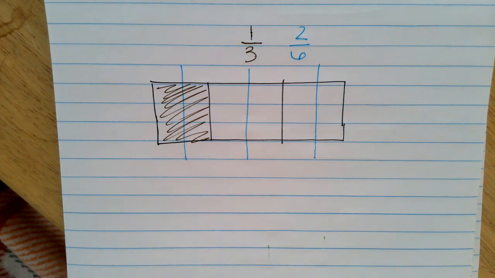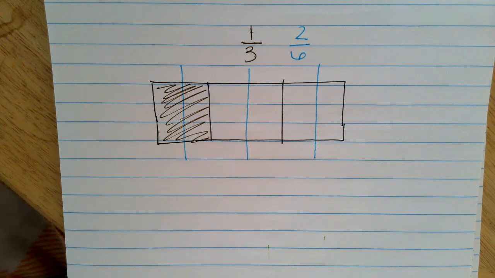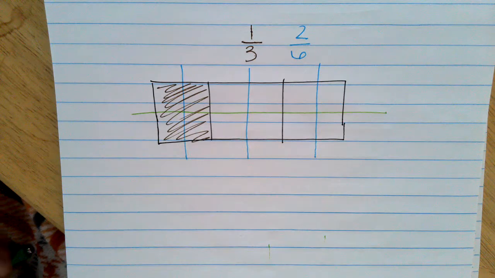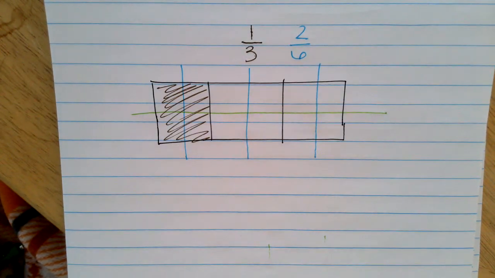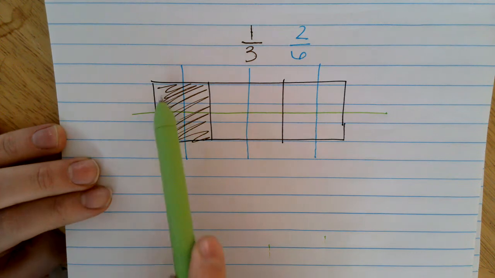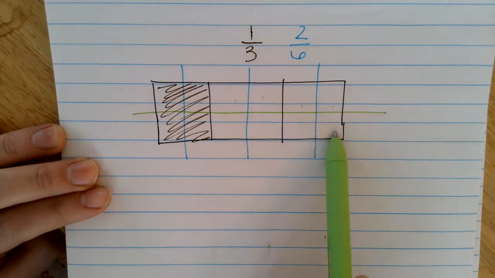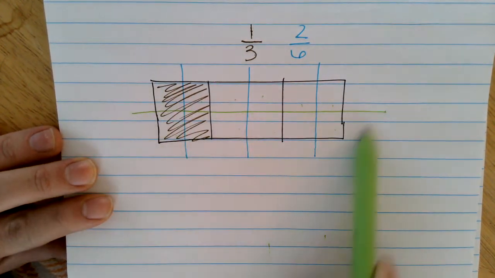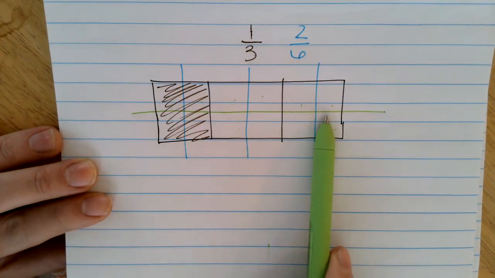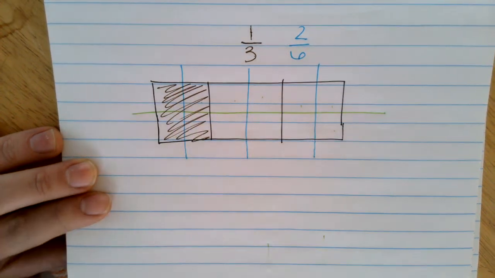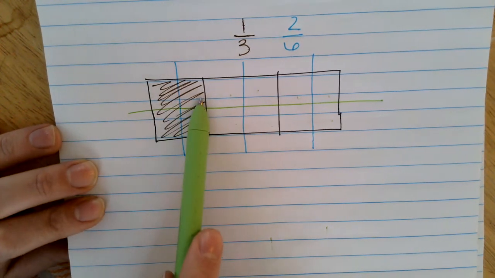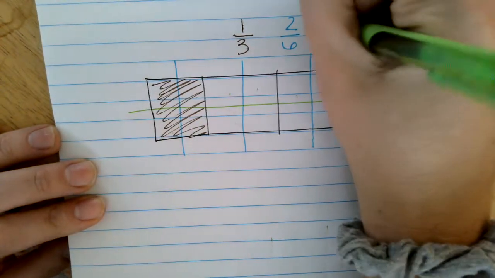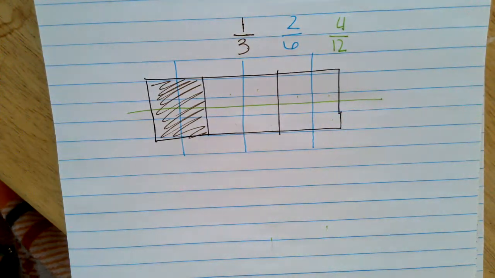Now, I want to do it into 12ths. Well, I'm just going to cut it right here in the middle in the half. So now I have 1, 2, 3, 4, 5, 6, 7, 8, 9, 10, 11, 12 parts. I took this whole and divided it into 12 equal parts. How many parts of the 12 are shaded? One, two, three, four parts of the 12 are shaded. So 4 of the 12 parts are shaded.